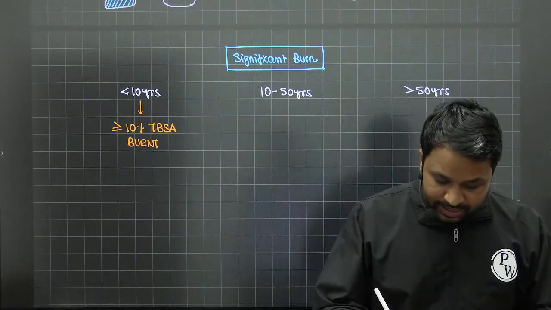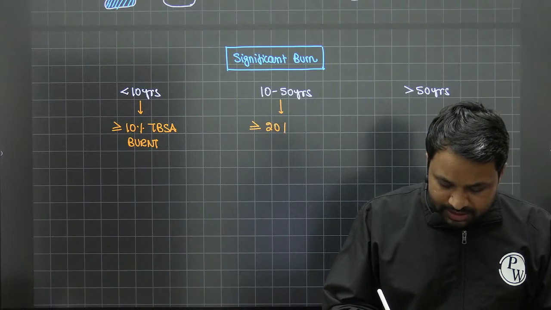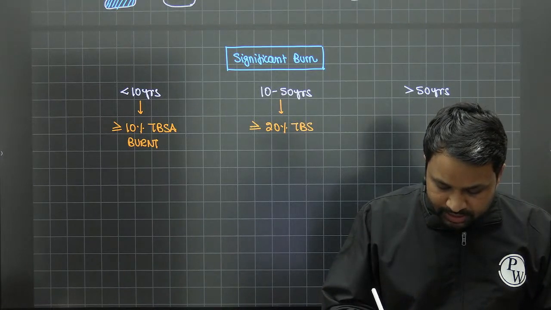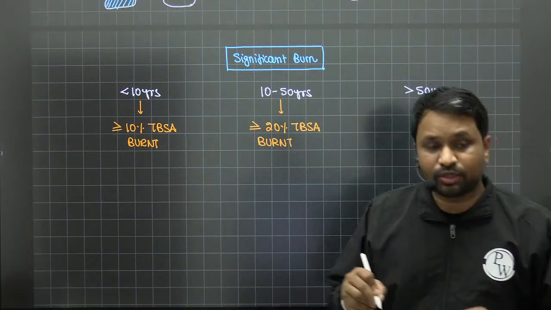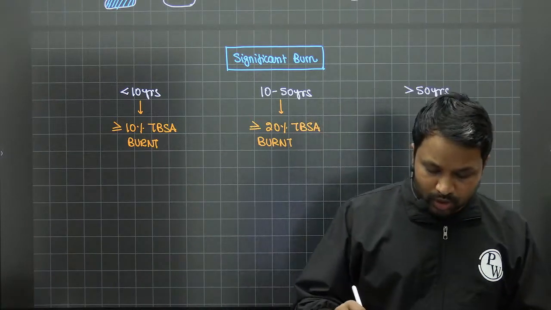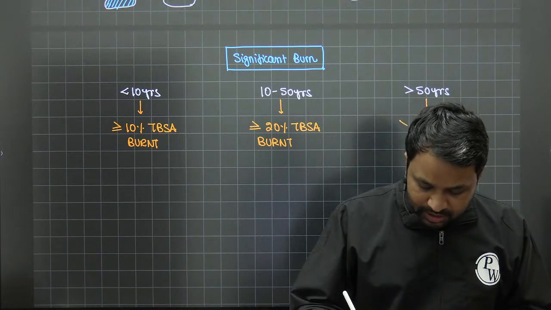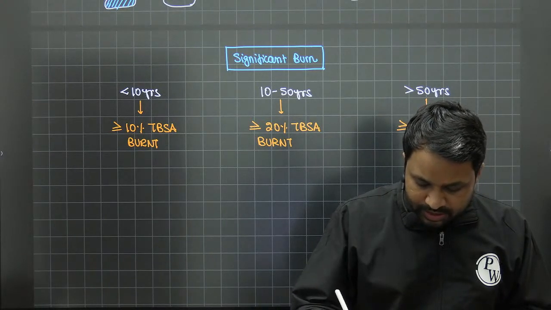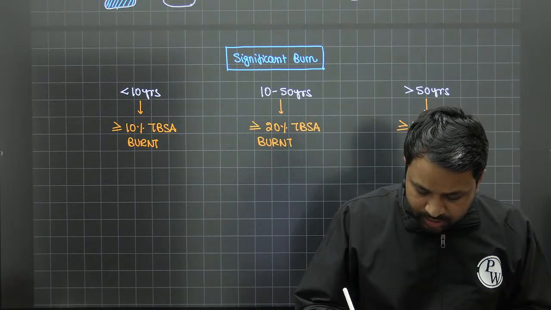But if the age is between 10 to 50 years, then we say more than or equal to 20% of the total body surface area burnt is what we call a significant burn. And if it is more than 50 years, then the answer is the same, that is, more than or equal to 10% of the total body surface area burnt.